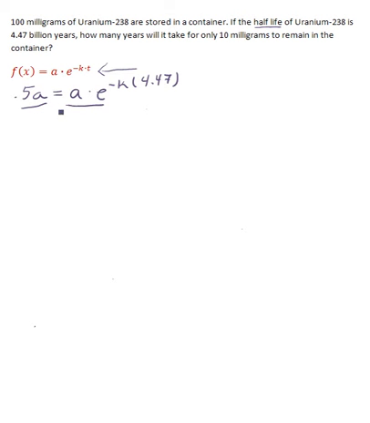Looking at our equation, we notice that we can divide both sides by a, and we have 0.5 equal to e raised to our unknown constant times 4.47 billion. Since we're trying to solve for k, and e is the base, it would be a good idea to take the natural logarithm of both sides.